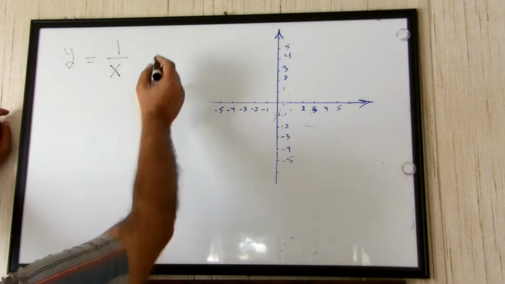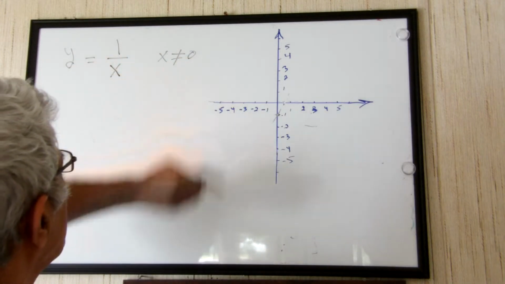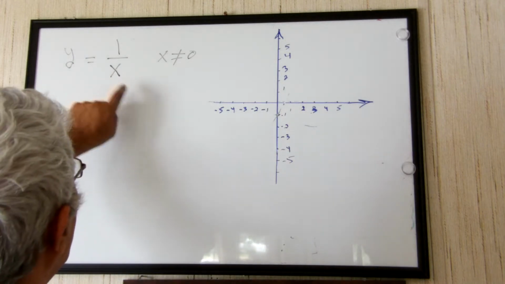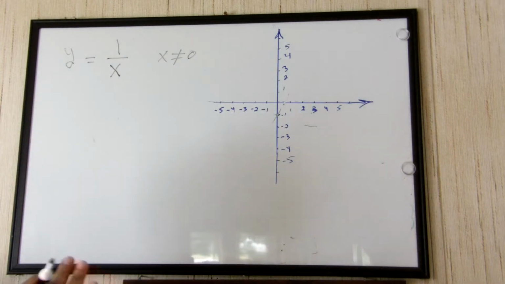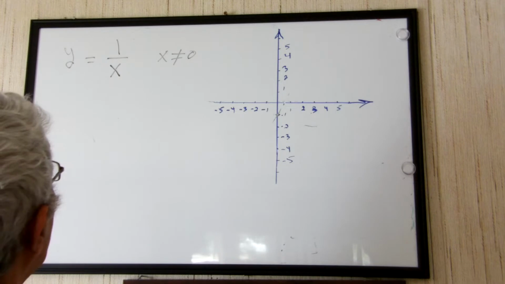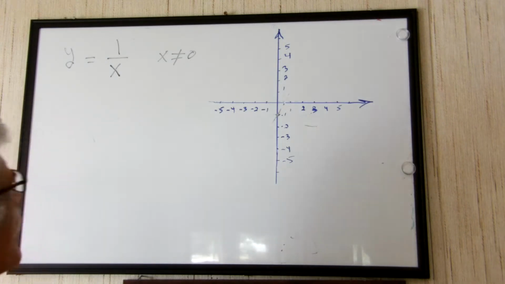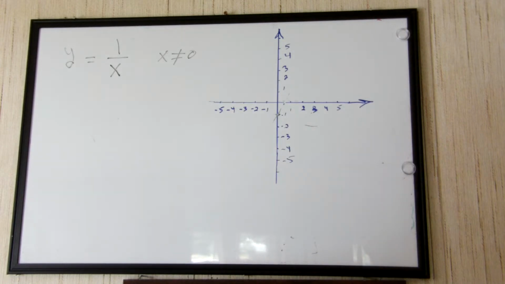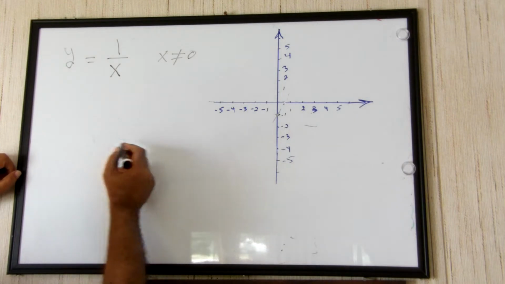See, x is never going to be 0. x can't be 0 because 1 divided by 0 is undefined, infinity. So x can be anything except 0. So let's draw this. We are going to talk about vertical asymptote and horizontal asymptote pretty soon, but just for now, let's draw this graph.